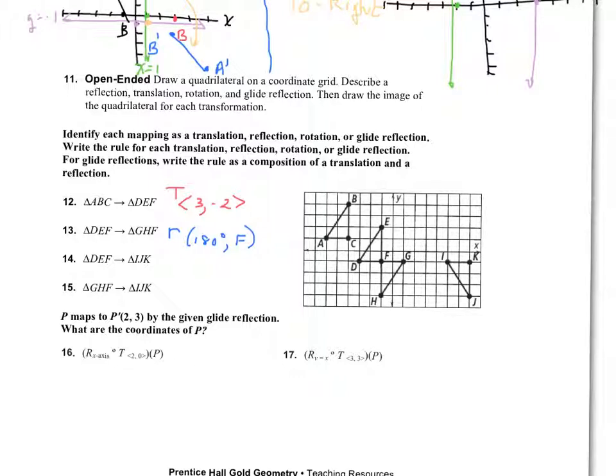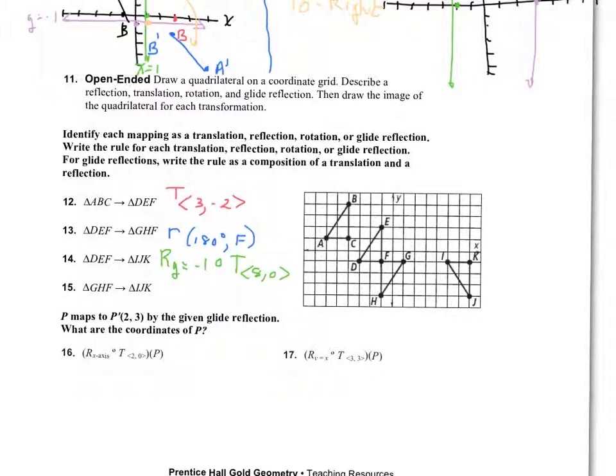And so our rule is going to be a reflection over y equals -1 with a composite. The first thing we did was a translation, and we went to the right 8, but we did not go up or down any, so it would be 8, 0.